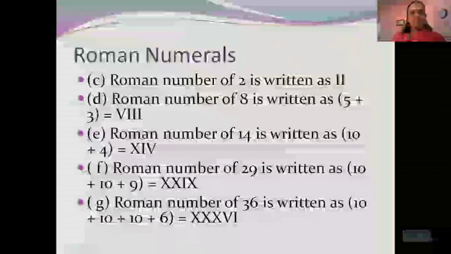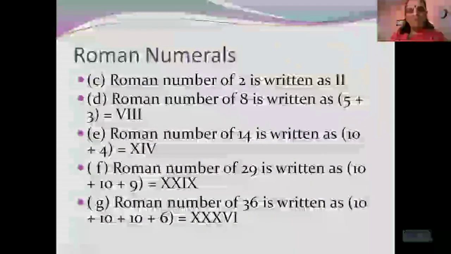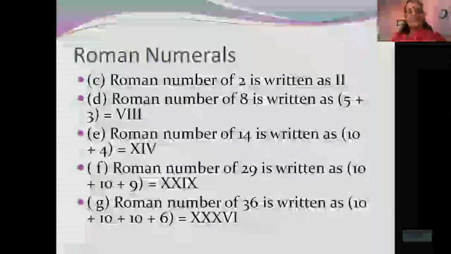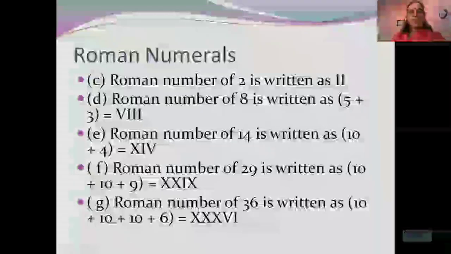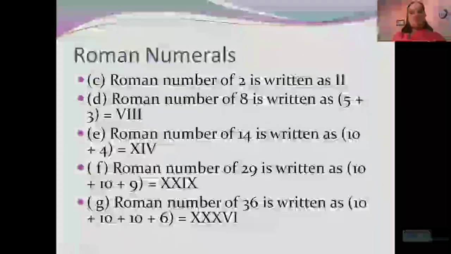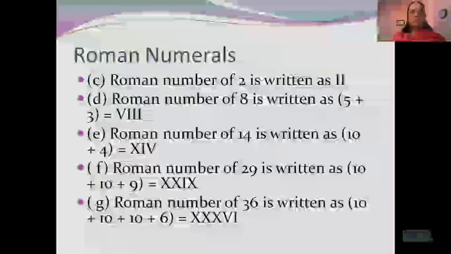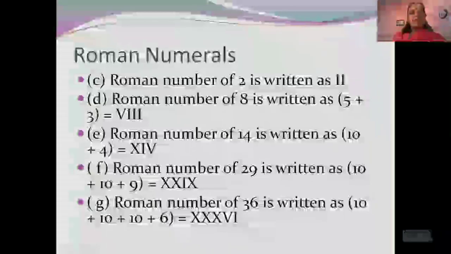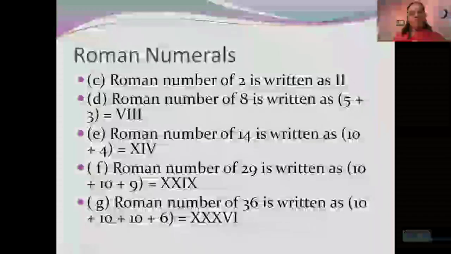Some more Roman numerals. The Roman numeral for 2 is 2 lines. The Roman numeral for 8 is 5 plus 3, that is VIII. The Roman numeral for 14 is 10 plus 4, that is X, IV. The Roman numeral for 29 is X, X and IX. The Roman numeral for 36 is X, X, X and V is for 5 and I is for 1.